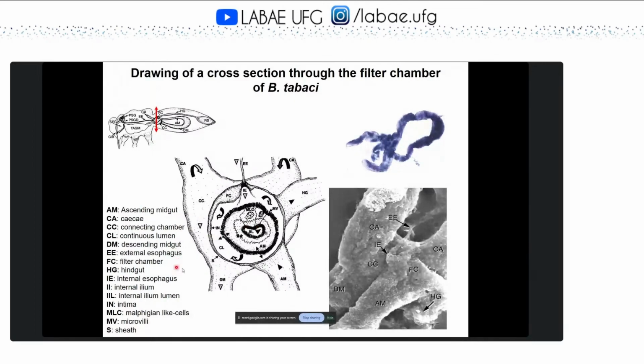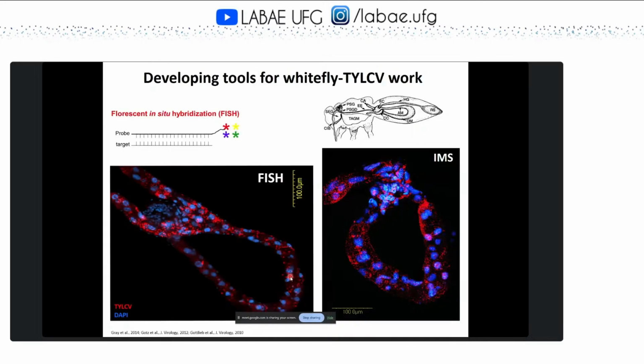So this is just to show you that many of these microscopy techniques help us to understand the structure of the internal anatomy of the whitefly, and how viruses can move across these organs and be transmitted. But then later on, when we needed more and more to understand virus movement and transmission inside the whitefly, we needed to develop more methods and techniques to see those viruses. We surveyed a lot of the literature, and we tried to develop our own protocols for localization of these viruses.